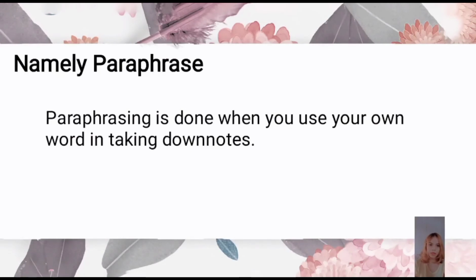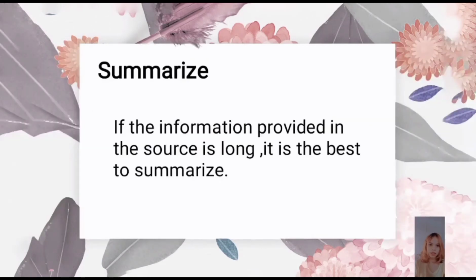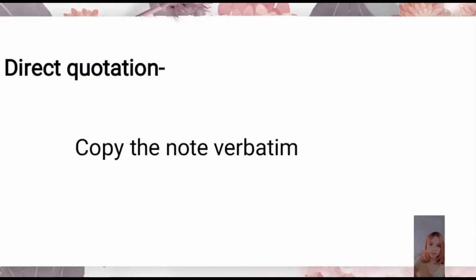Namely, paraphrase. Paraphrasing is done when you use your own words in taking down notes. Summarize. If the information provided in the source is long, it is best to summarize. Direct quotation. You may also copy the note verbatim, or exactly as it is presented in the source, if you wish to preserve the source. For whatever type of note you make, it is expected that you cite the source. This means you must jot down the complete bibliographical information of your source.